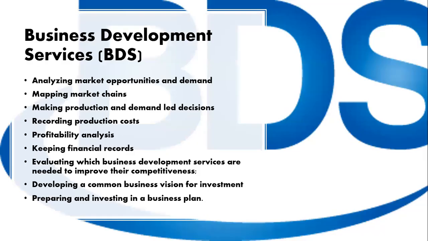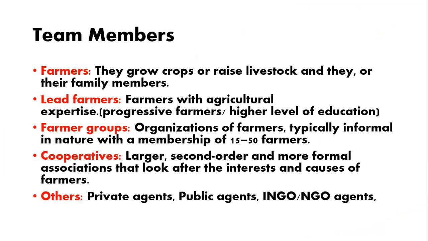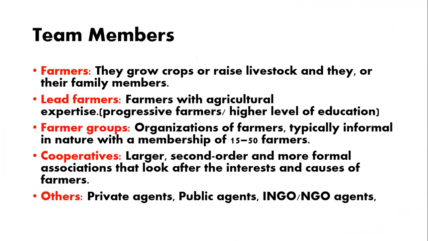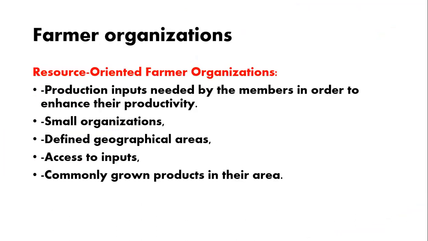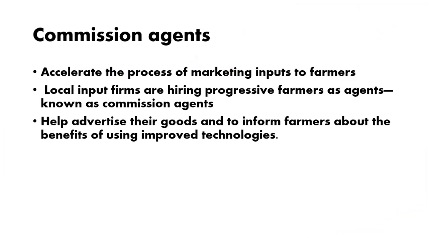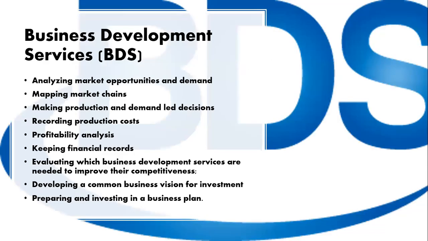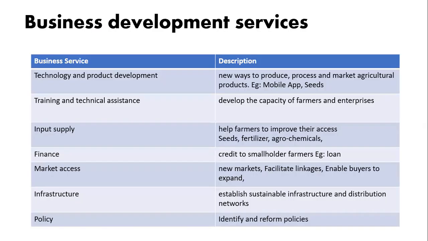These are the main partners we discussed in pluralistic extension. We discussed what pluralistic extension means. All the partners we discussed: farmers, lead farmers, farmer groups, cooperatives, and farmer organizations. There are two types of farmer organization, resource oriented and market oriented, then commission agents, and we went on to business development services. And why do we need business development services? They are also part of what is called touristic extension. These are the main categories of business development services: technology, training, input, finance, market access, infrastructure, and policy.